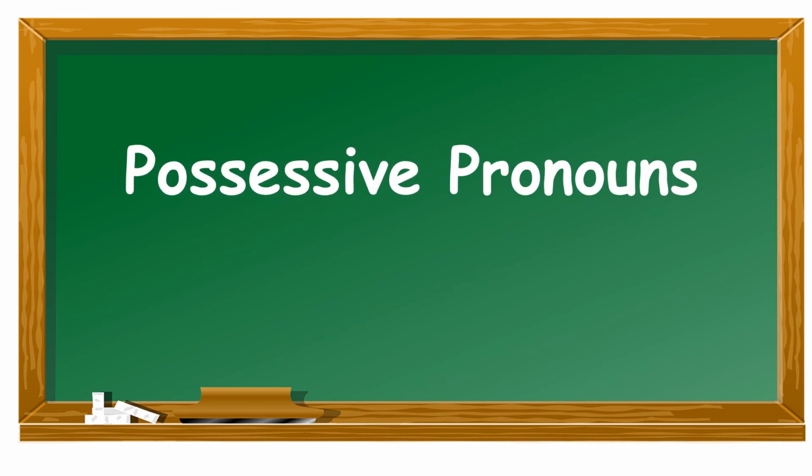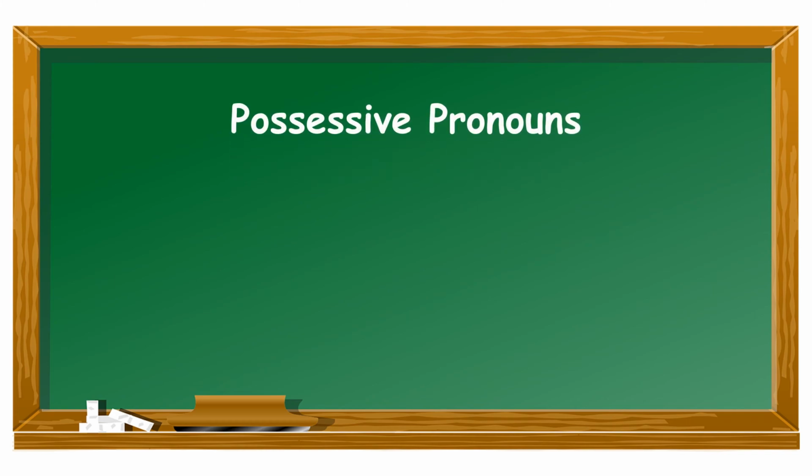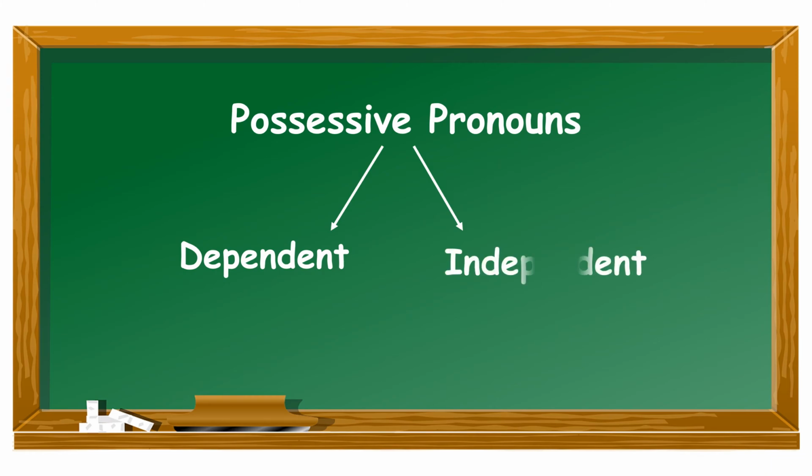In this video, we'll learn about possessive pronouns. In English, possessive pronouns are of two types: dependent possessive pronouns and independent possessive pronouns. In this video, we'll only talk about dependent possessive pronouns, and in the next video, we'll talk about independent possessive pronouns.